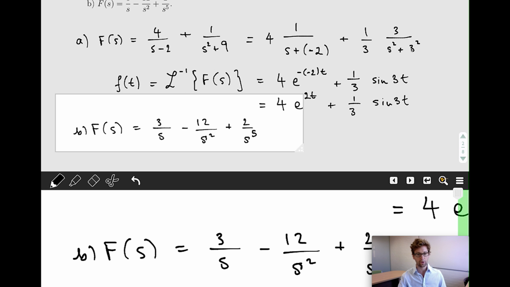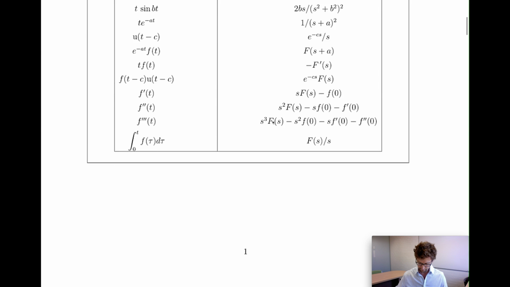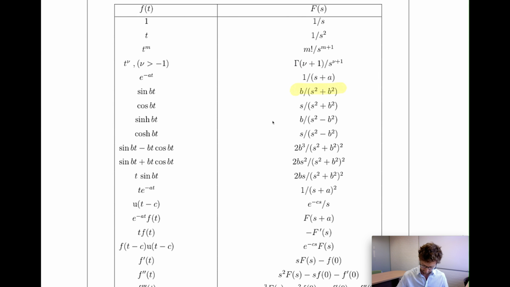Okay, so once again what we're going to do is go back and look at the tables and see if we can identify what functions look most like the functions that we have. So here I've got 3 over s, I've got 12 over s squared, and I've got 2 over s to the power of 5. So we can see that the functions that are most like the ones that we have are 1 over s, 1 over s squared, and m factorial over s^(m+1). And those are going to correspond to the functions of t: 1, t, and t to the power of m. So these are the 3 entries in our table that we're going to make use of.